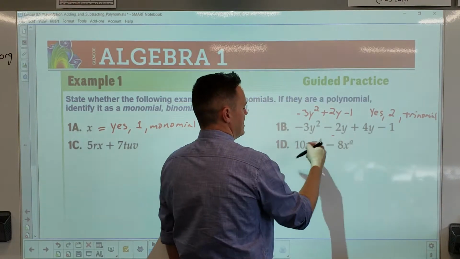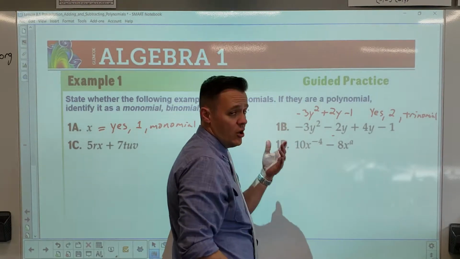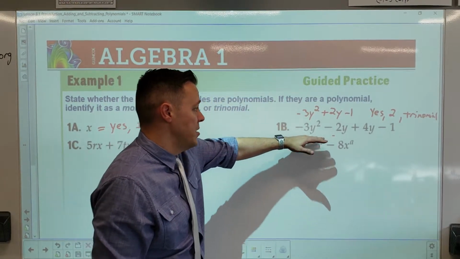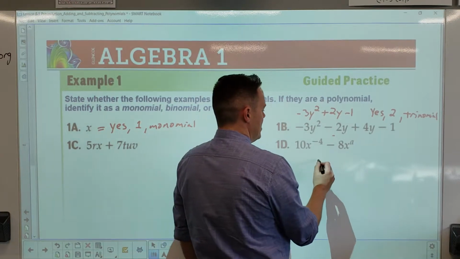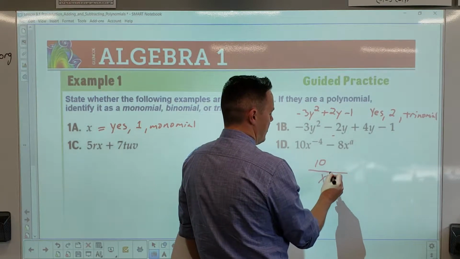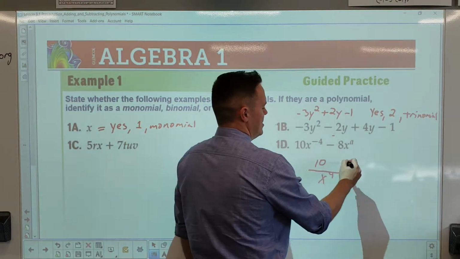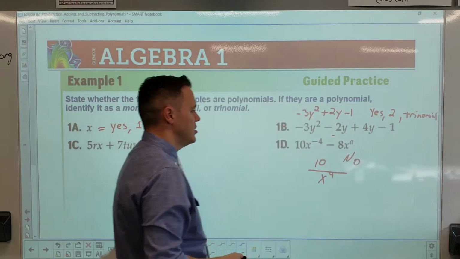I don't even know what this is, ladies and gentlemen. Actually, if you remember how to solve this, a negative exponent means this drops down to the bottom. So it'd be 10 over x to the 4th like this. So right away, this is just a no, and you move on. Don't even worry about it.